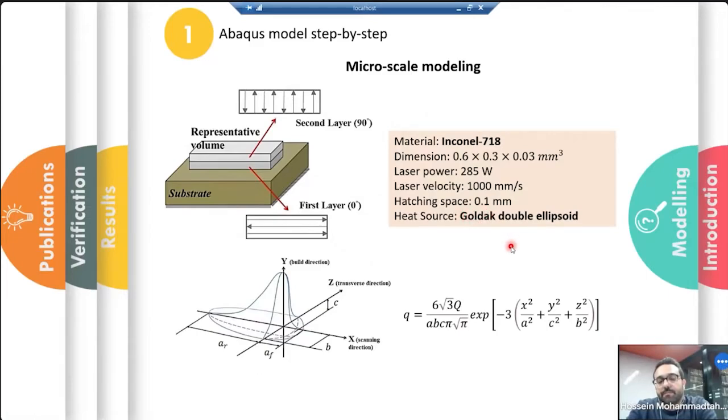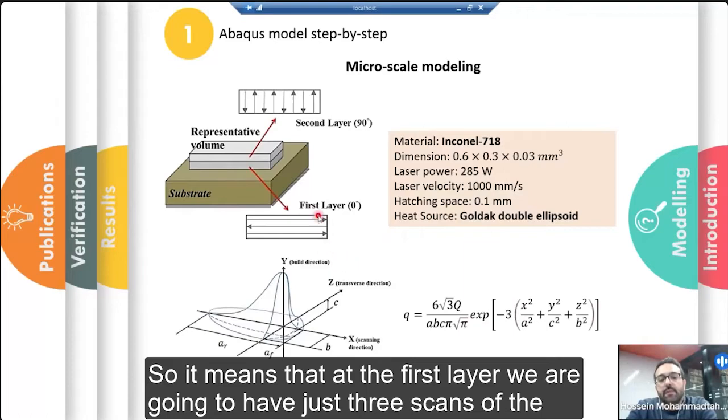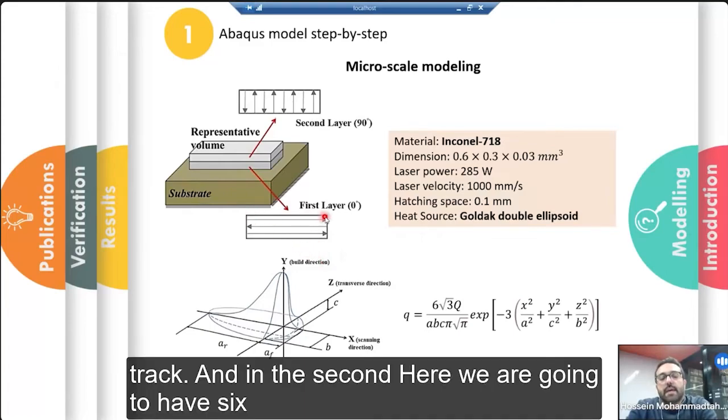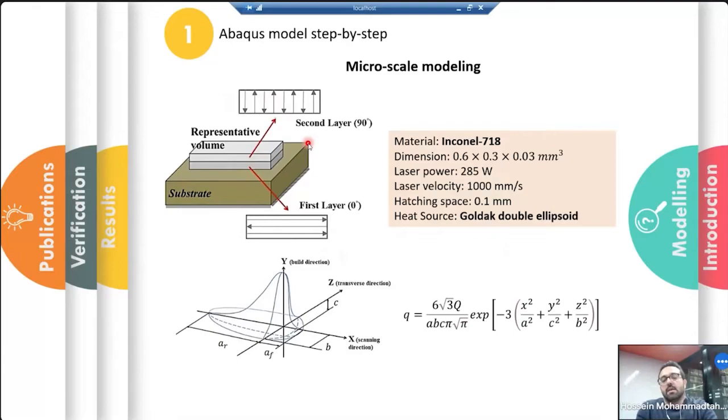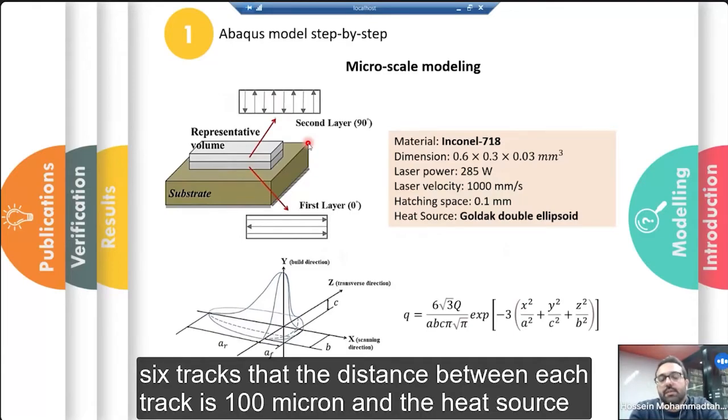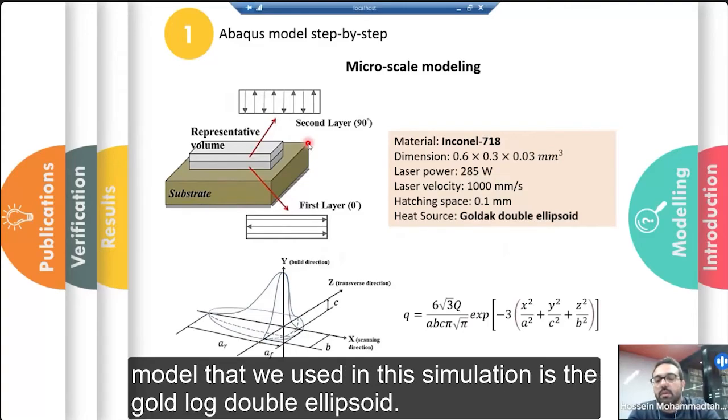The hatching space, the distance between each track, is 100 micron. So it means that in the first layer, we are going to have just 3 scan tracks, and in the second layer, we are going to have 6 tracks, where the distance between each track is 100 micron. The heat source model that we used in this simulation is the Goldak double ellipsoid.